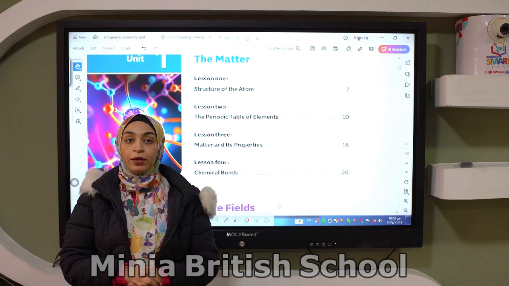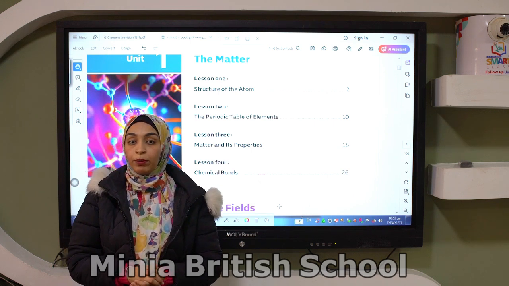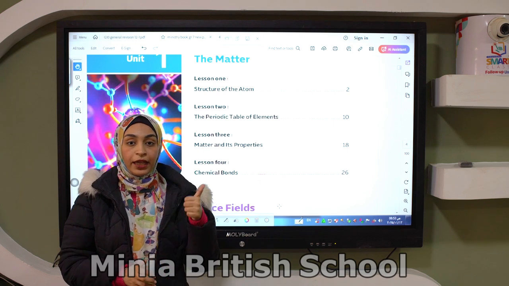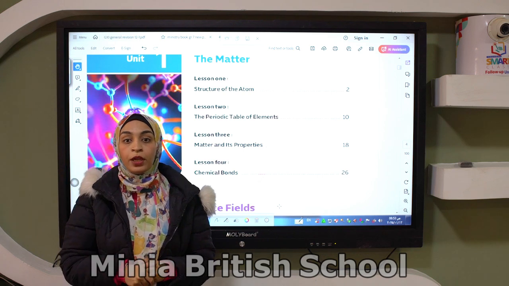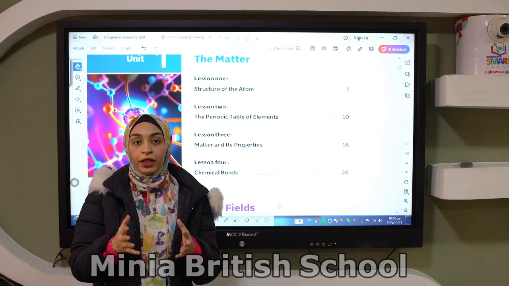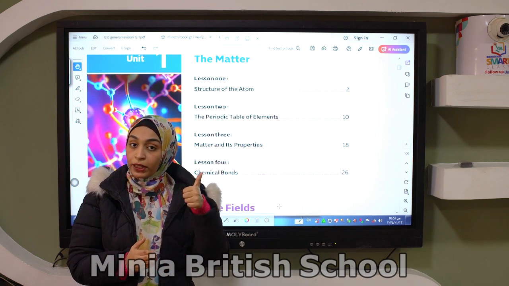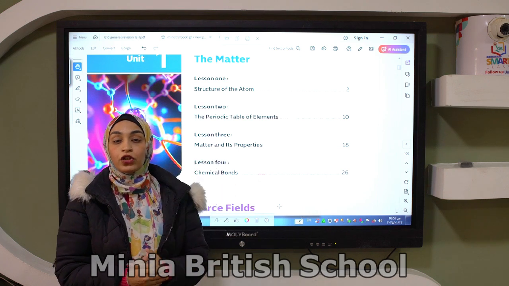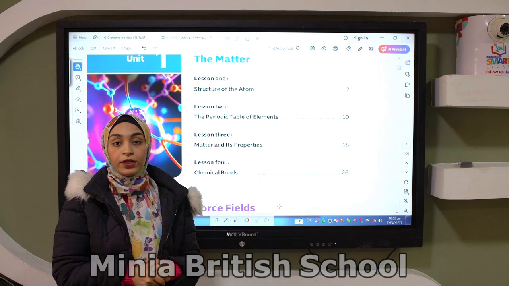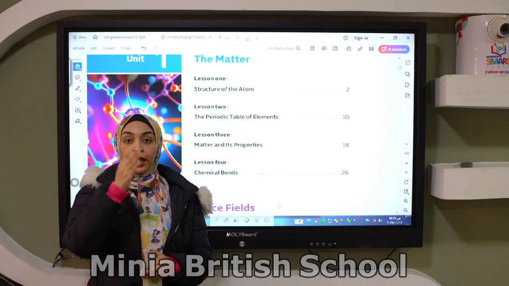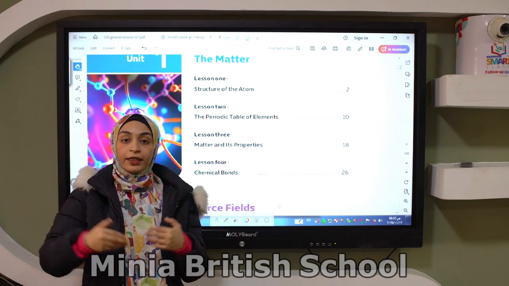And finally, in the modern periodic table, there is a scientist called Bohr, who discovered the main energy levels, with symbols K, L, M, N, O, P, and Q. In the modern periodic table, the elements are classified according to their atomic number and also the way of filling energy sublevels with electrons. The modern periodic table consists of 7 horizontal periods and 18 vertical groups, starting from group 1A to 18.